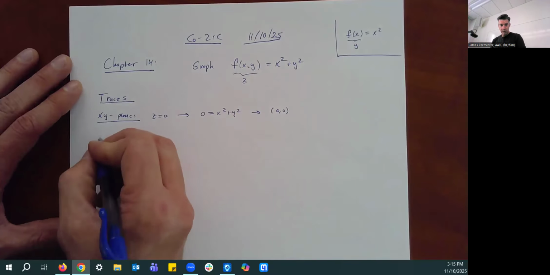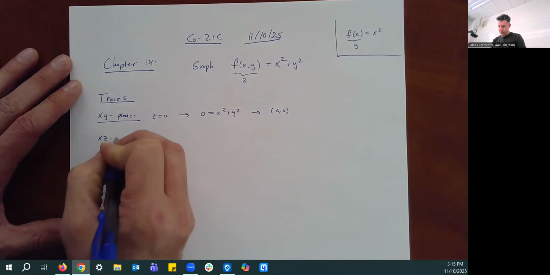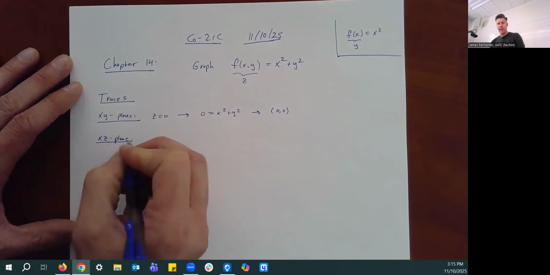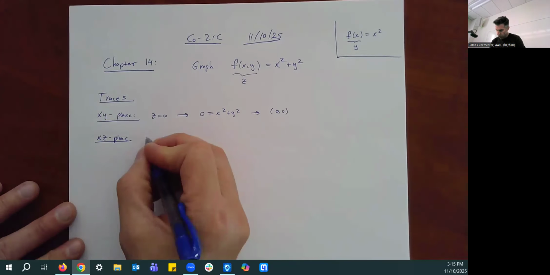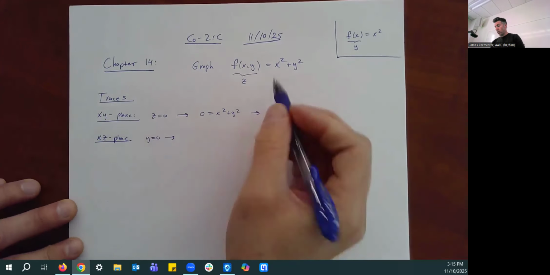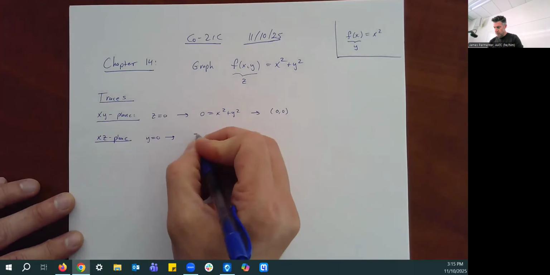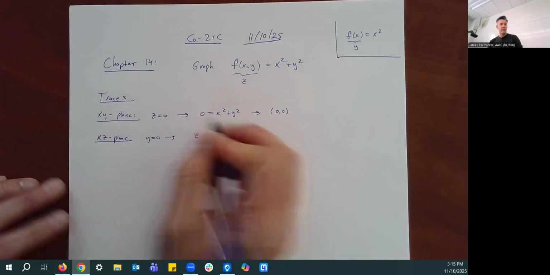In the XZ plane, and you might have already noticed, but whichever plane you're in, the missing variable is equal to 0, right? If you're on the floor, Z is 0. If you're on the back wall, X is 0. If you're on the side wall, Y is 0. So in the XZ plane, Y is 0. And our equation is going to be Z equal to X squared.